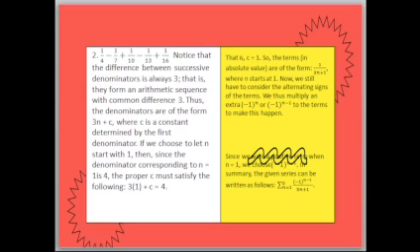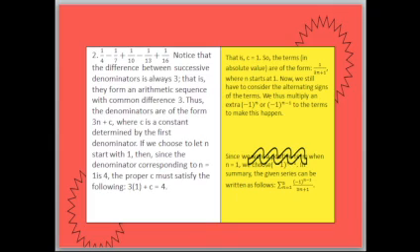16 minus 13 is 3. 13 minus 10 is 3. 10 minus 7 is 3. And 7 minus 4 is 3. So there is always a difference of 3. That is, they form an arithmetic sequence with common difference 3. So, there is a common difference 3.